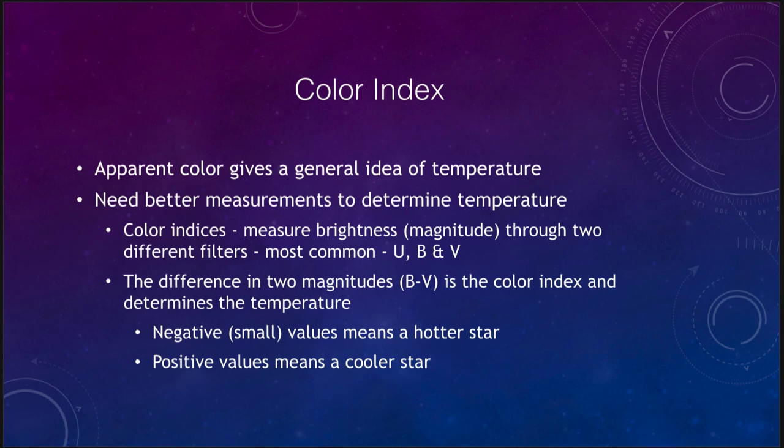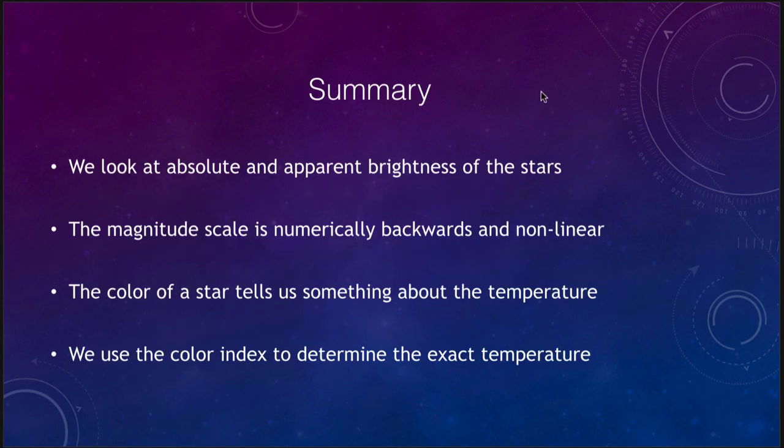So let's finish up here with our summary. What we find is that we looked at two different measures, the absolute and the apparent brightness of stars. This is what we see from Earth, the apparent brightness. This is what the star is really putting out. The magnitude scale that astronomers use has two problems and two confusions. One, it's numerically backwards, and the second is that it's not linear. Those are two things that can cause confusion for new learners. The color of a star tells us something about its temperature, a bluer star being hotter and a redder star being cooler, but we need to use the color index to determine the exact temperature and make more detailed measurements.